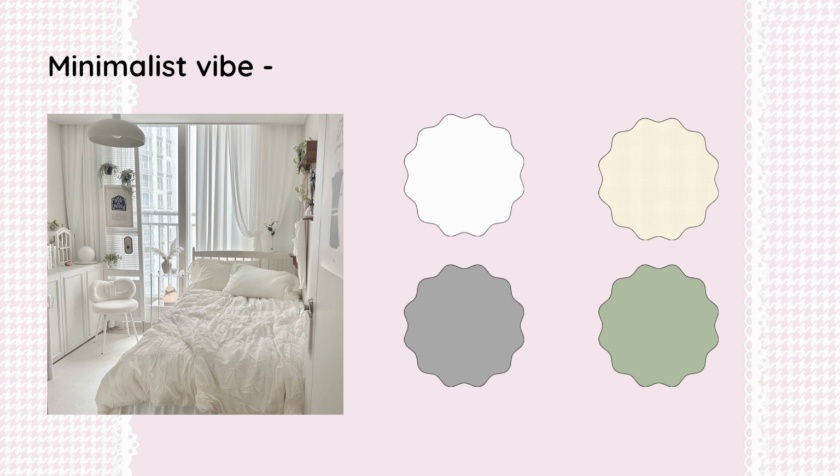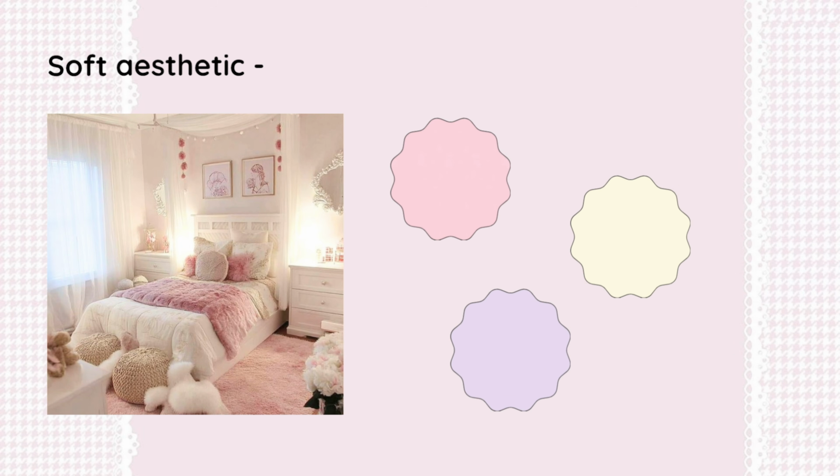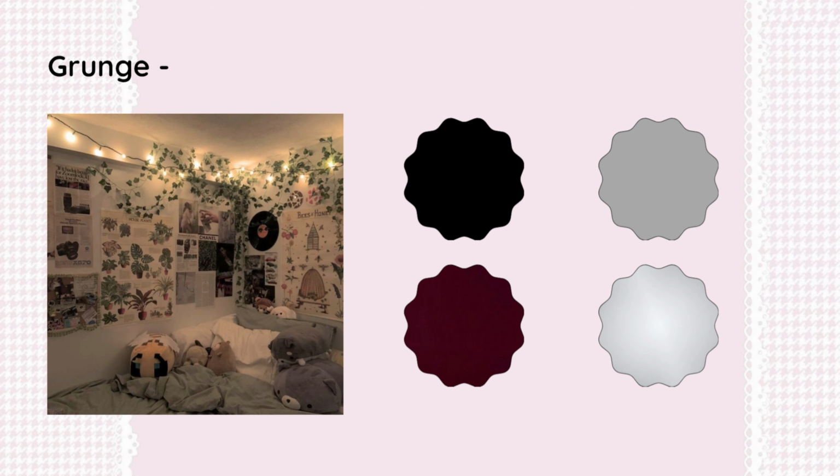For example, minimalist vibe: white, beige, tan, sage green. Dark academia: brown, cream, forest green, gold. Soft aesthetic: baby pink, cream, soft lavender. Grunge: black, gray, burgundy, silver.